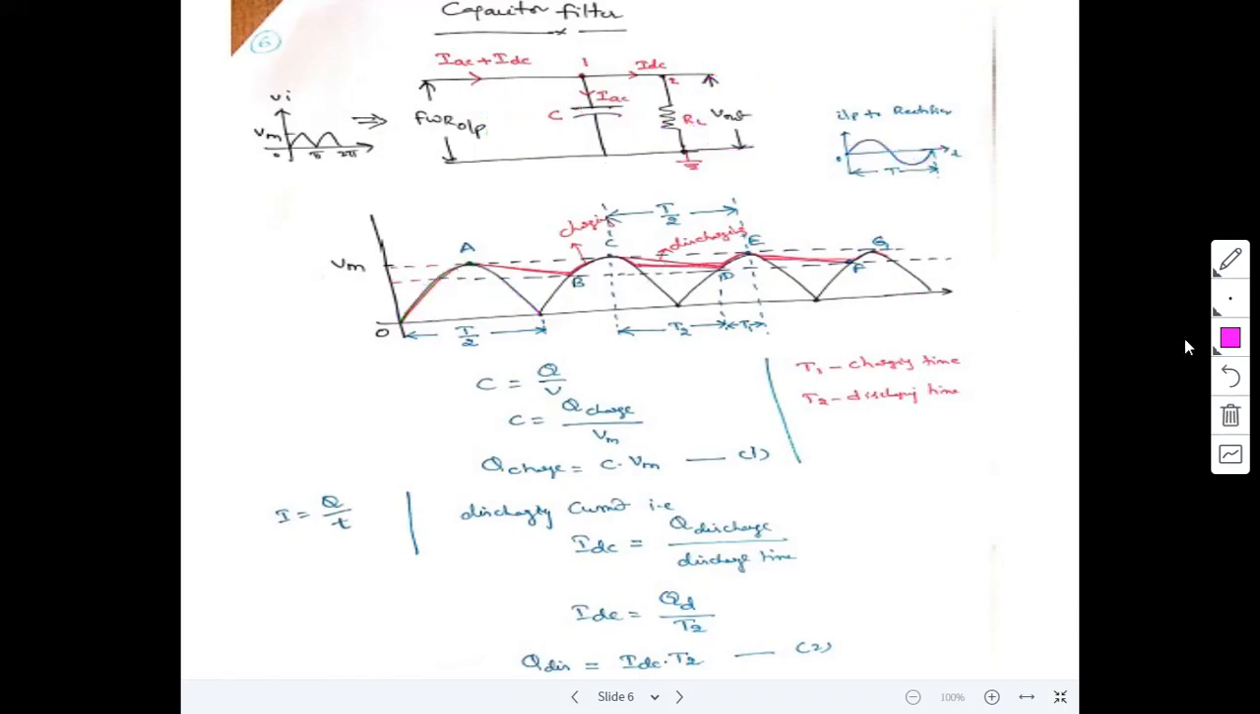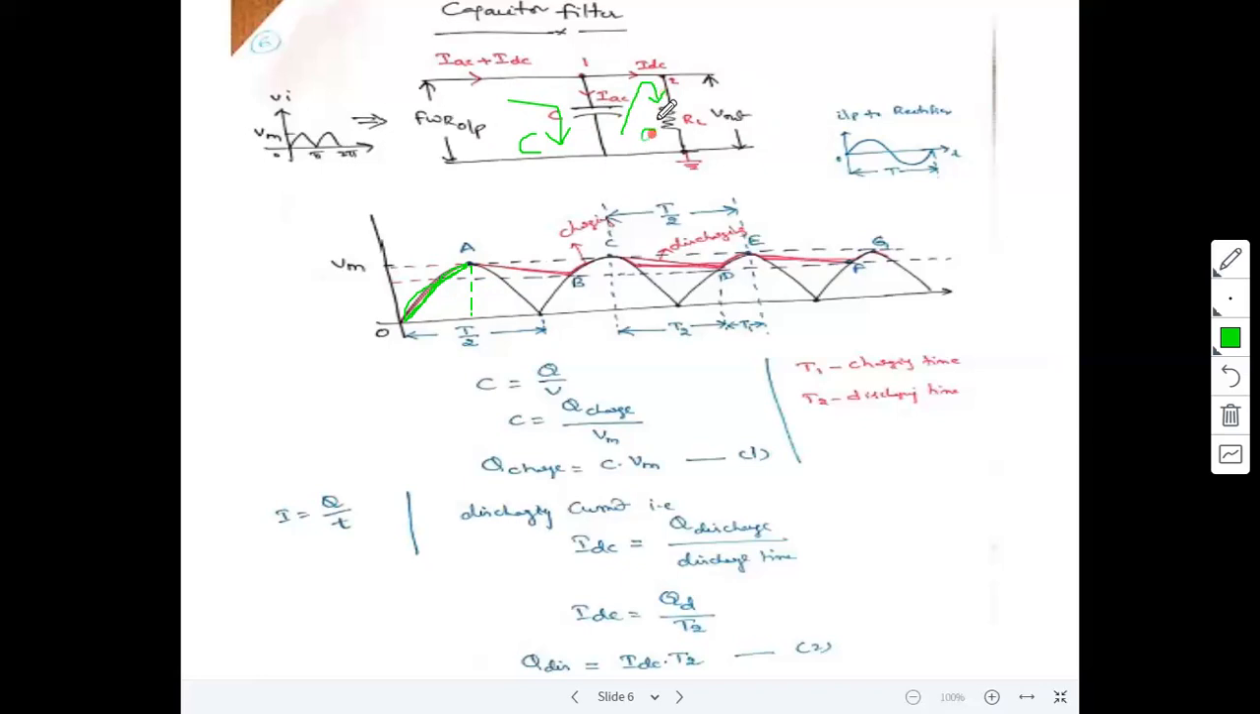Once again, the operation is: during the first quarter cycle, the capacitor charges. Like this, the capacitor charges here. Next, another quarter cycle. Here, observe, another quarter cycle. Now the input signal is decreasing. Input is a sinusoid, it will be decreasing. Now during this interval, the capacitor tries to discharge through resistor RL.